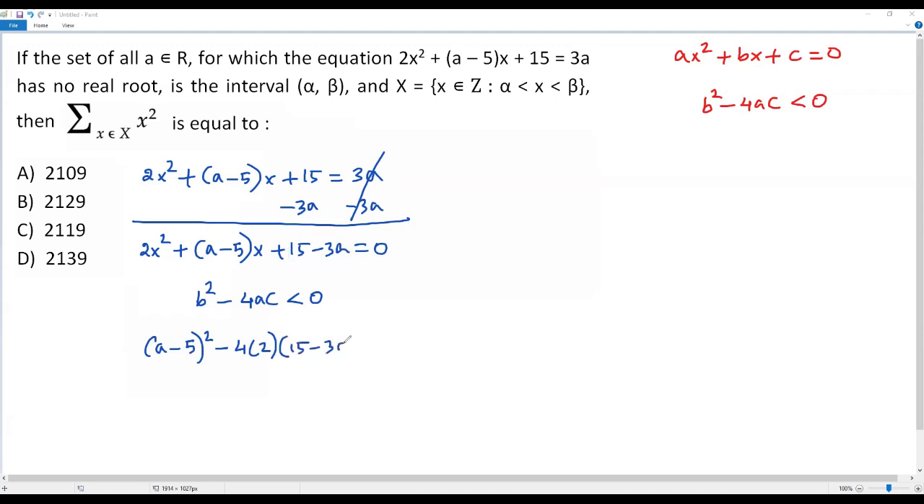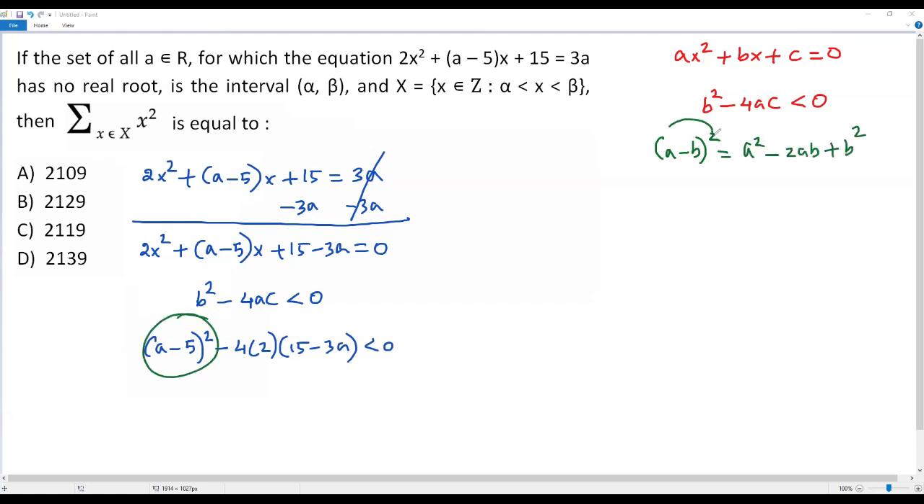Let me plug in. So, less than 0. Okay, here we have (a minus 5) the whole square. Actually, this is the square of a binomial. So to get the expansion of the square of the binomial over here, let me consider the algebraic identity, that is (a minus b) the whole square. Its expansion is a square minus 2ab plus b square.